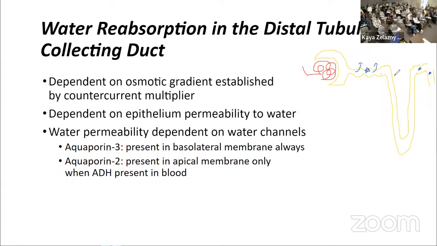Okay. So now we have to think about the permeability of these epithelia to water. Okay. So in our proximal tubule, our epithelium, our lining of the tubule, was permeable to water. Water could move across that cell layer. Okay. That is not always true in the distal tubule and the collecting duct. We're basically going to be able to turn on and off the permeability of the cell layer to water. Okay. So we're going to do this with our water channels.